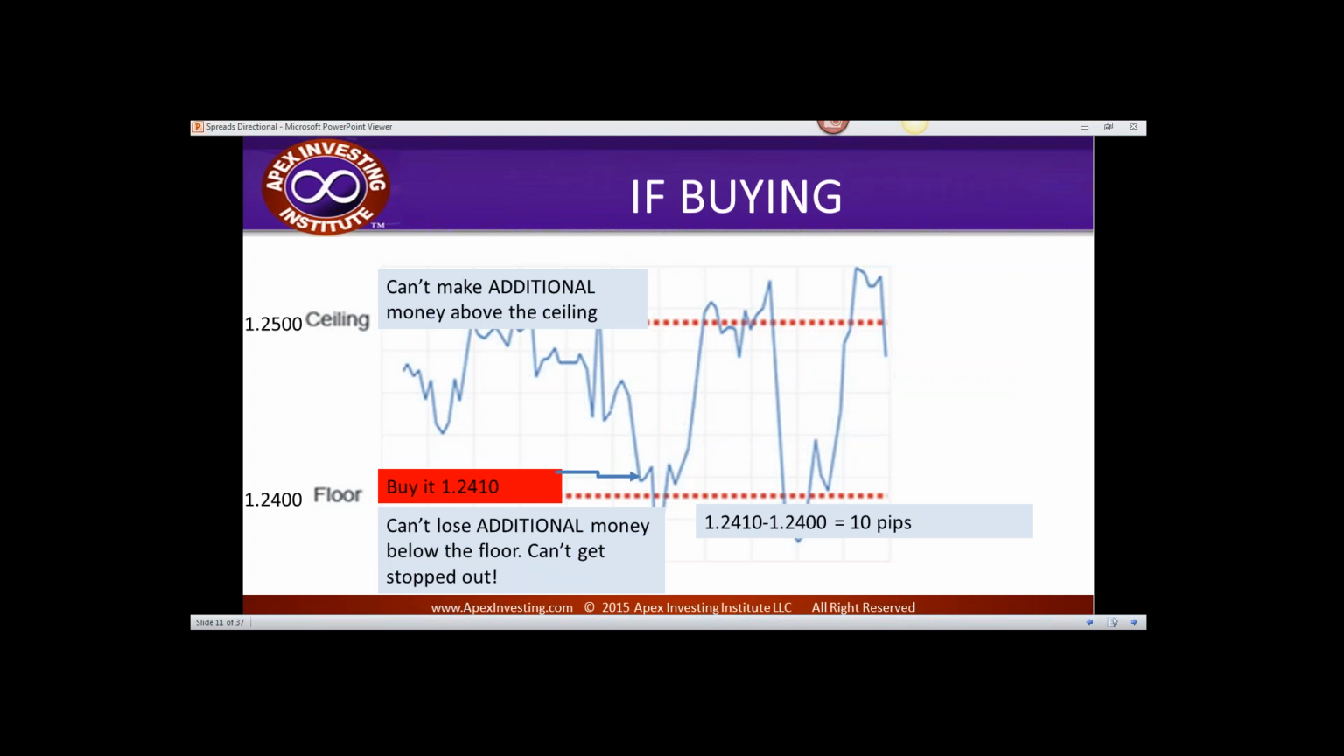Because if we're buying, we're saying it's going to go up. So we bought right here, and what did it do? First of all, it went down against us. It went down to the floor. The most we can lose is 10. It kept going, but we didn't keep losing past that floor, did we? And then it comes back up, and look what it does. It goes way up there.